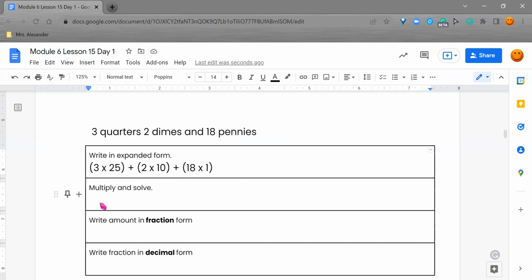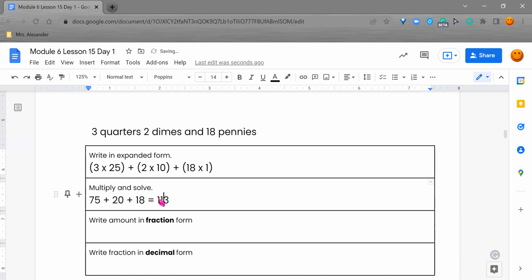Now I'm going to quickly multiply these out. So 3 times 25 is 75. I'm going to add 2 times 10, which is 20. And then I need to add 18 times 1, which is 18. So as I do this, I do 75 plus 20 plus 18. So 5 plus 0 is 5 plus 8 is 13. I'm going to hold up a 1 to remind me I have 1. I'm going to do 7 plus 2 is 9 plus 1 is 10 plus the one I'm holding is 11.